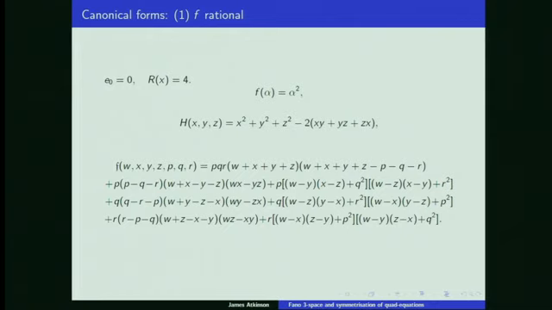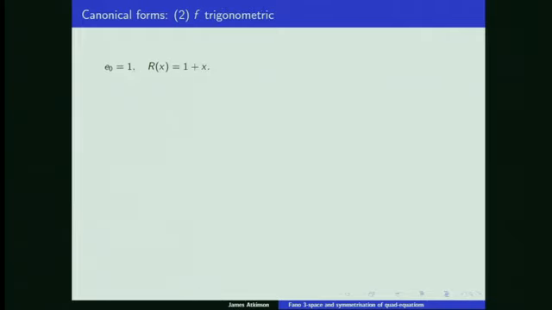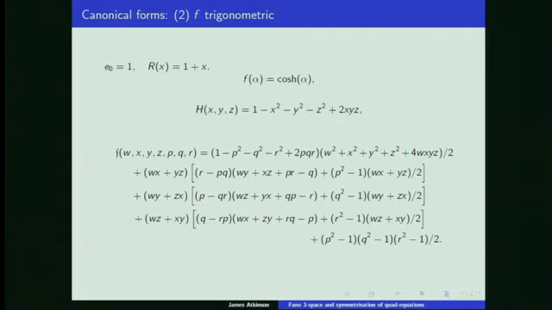Okay, so then there are 2 other canonical forms. One which is e naught equal to 1, and r of x to have 1 double root at infinity. The associated function f is cosh. This is what h looks like, and this is what f looks like. So this is a similar thing, quadratic in 7 variables.